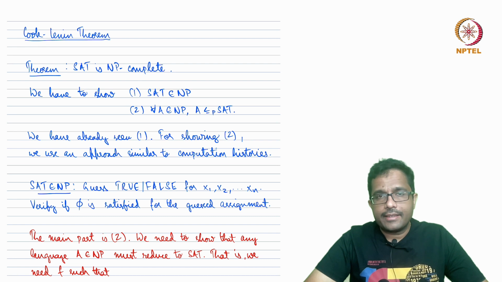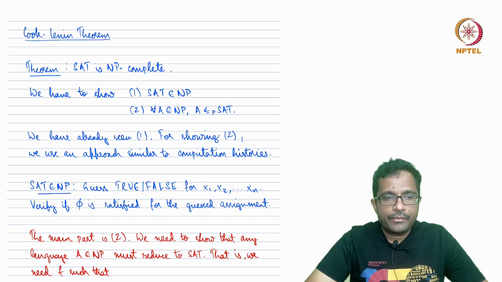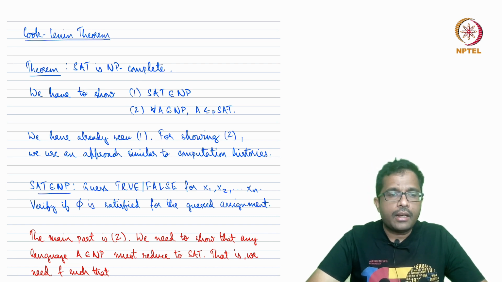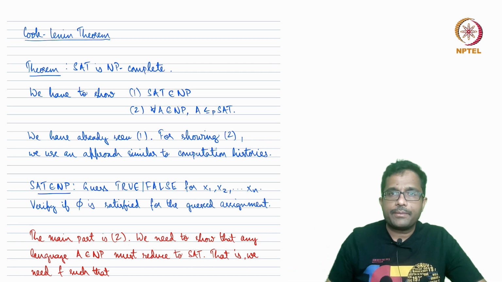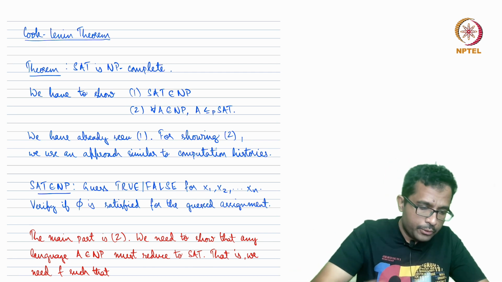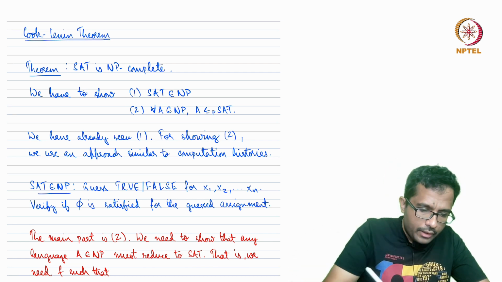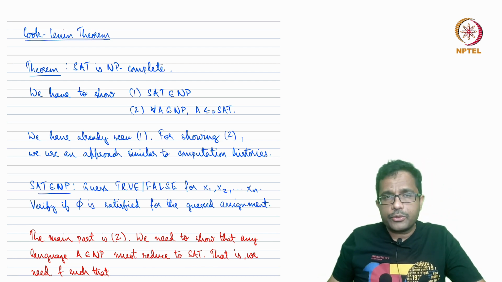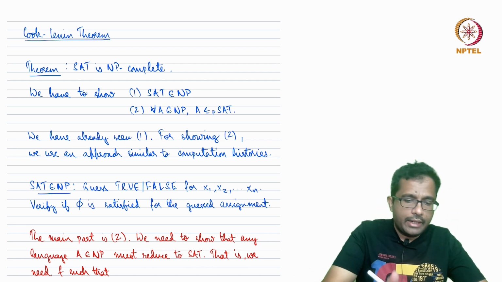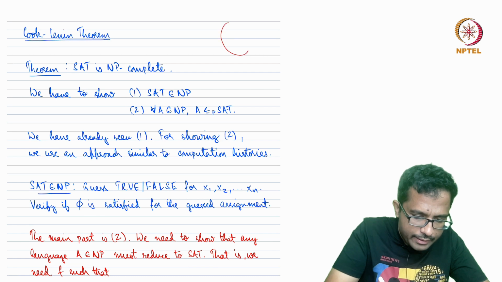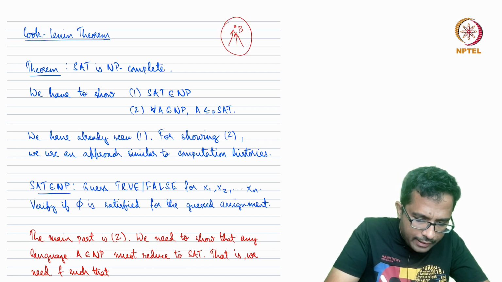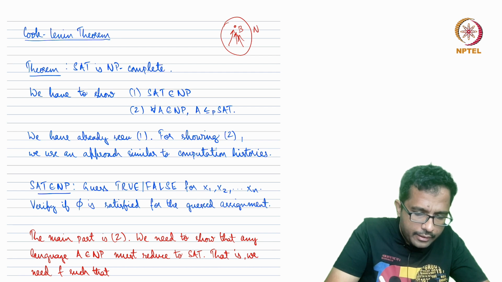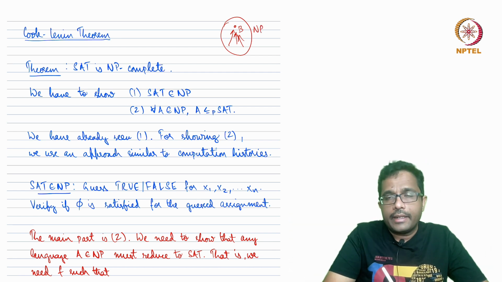In the previous lecture we defined NP completeness, and then we discussed how it is possible to show that something is NP complete. To show that a certain language B is NP complete, we have to show that all the other languages in NP are reducible to it.